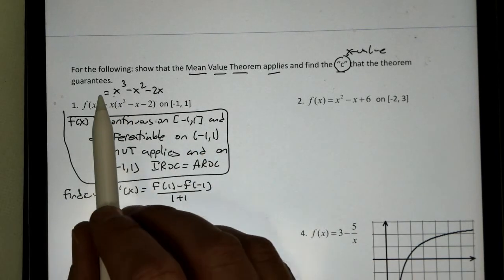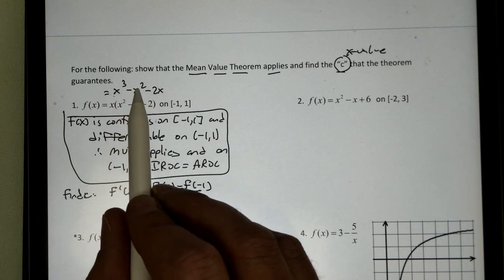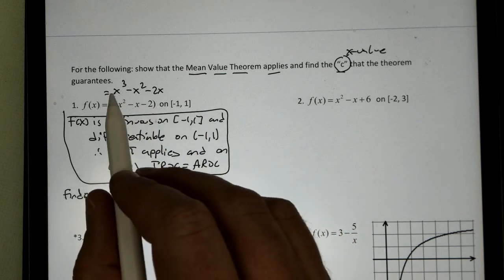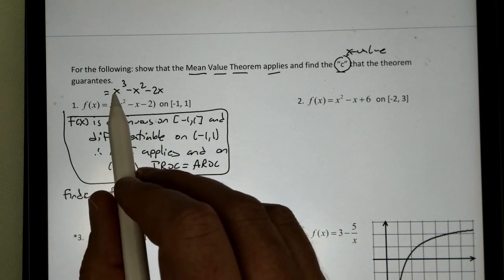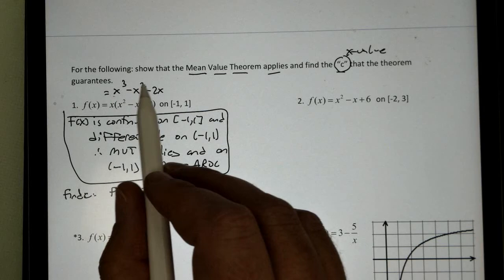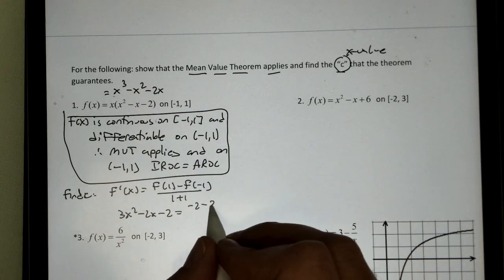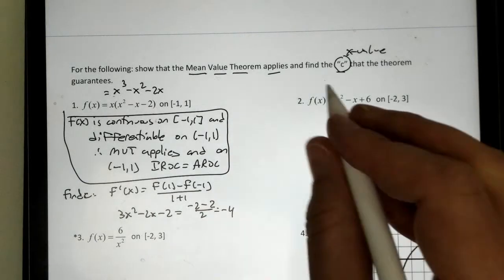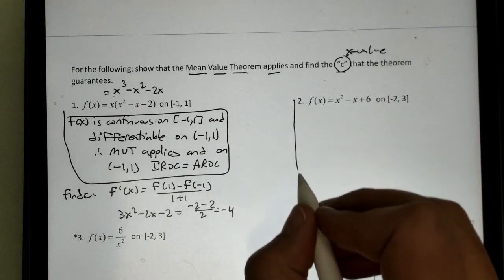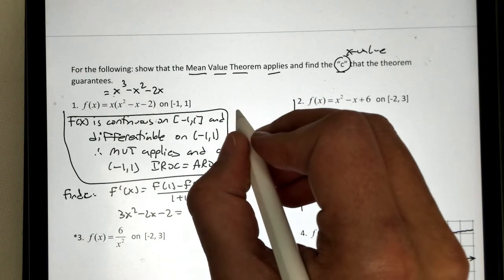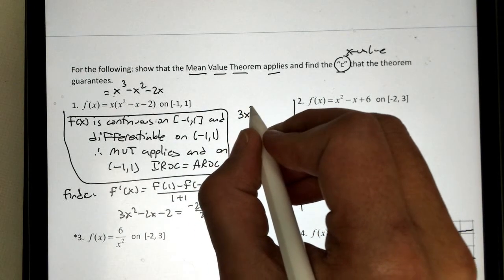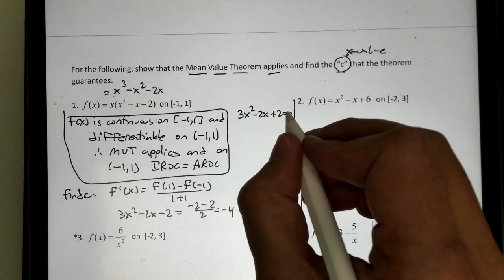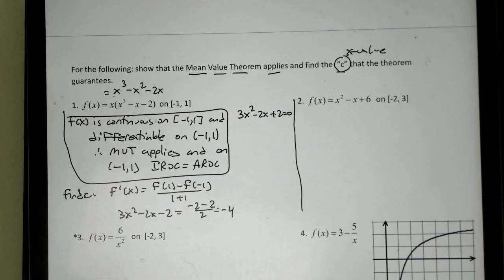If you plug 1 in, you're just going to get 1 minus 1, which is 0, minus 2. -2 minus, plug in -1, we get -1 plus 1 plus 2, plus 2 all over 2, and that, of course, becomes -4. So I got to do a little bit of math here. That's going to give me 3x squared minus 2x. Bring this over, plus 2 equals 0. And we're going to have to factor.